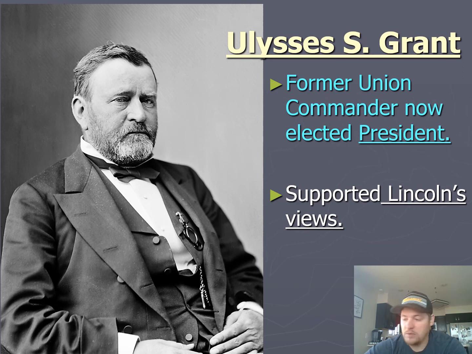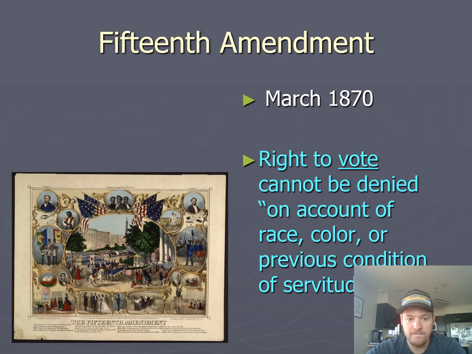Ulysses S. Grant, remember, he was the lead general of the Union Army. He will be the next president after Johnson, and he really supports Lincoln's views. He's more with Lincoln than Johnson. And under that time, they're going to create the 15th Amendment, which says that anyone, on account of race, color, or previous servitude, meaning if they were a slave or not, could vote, as long as you were 18 and a citizen of the United States. So anyone over the age of 18 can now vote as long as you're a citizen.